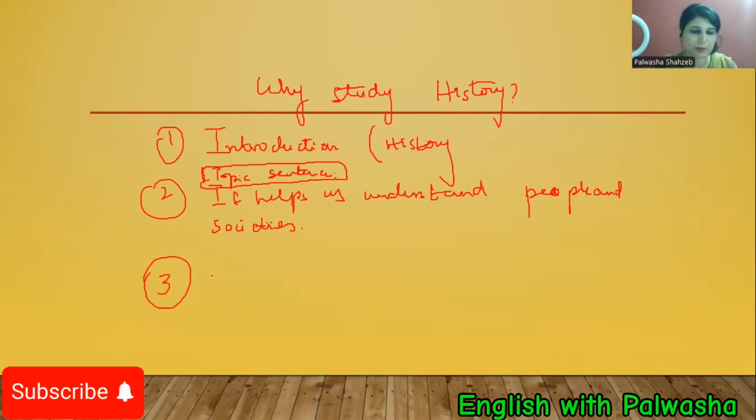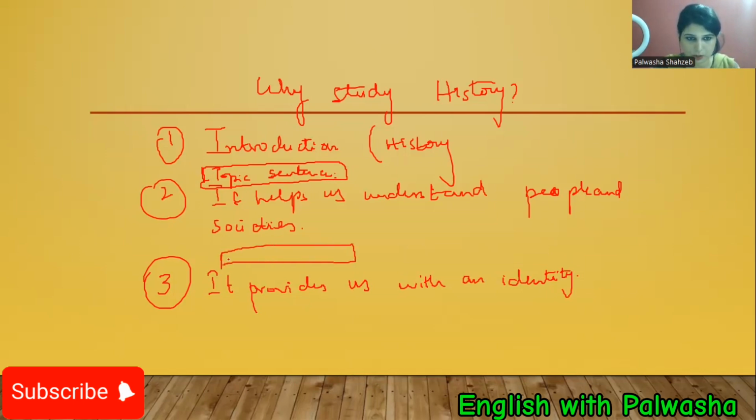Now the third paragraph, you got the topic sentence that it provides us with an identity. And that's true. It provides us with an identity, right? It gives us an identity which we learn, and we need to know that, right? So this is your second topic sentence, which you got.